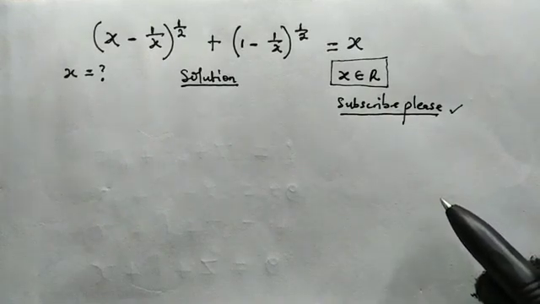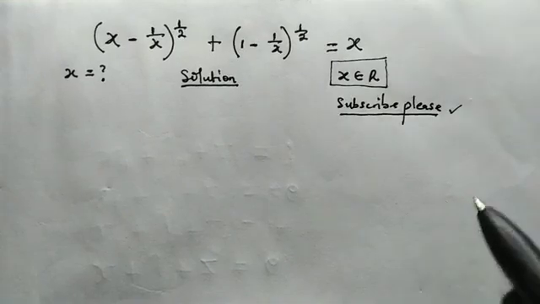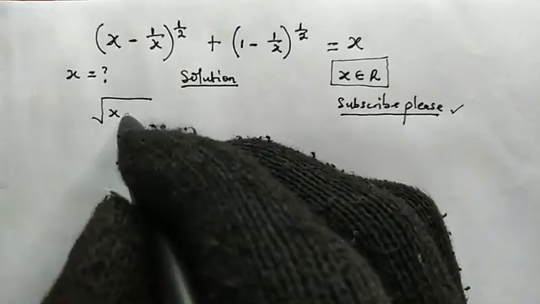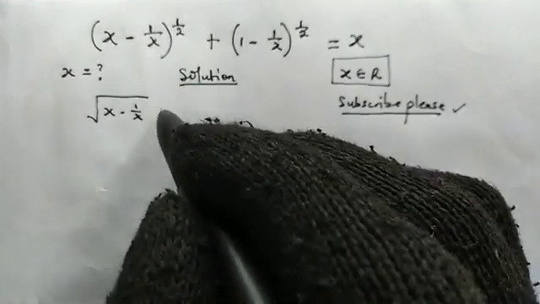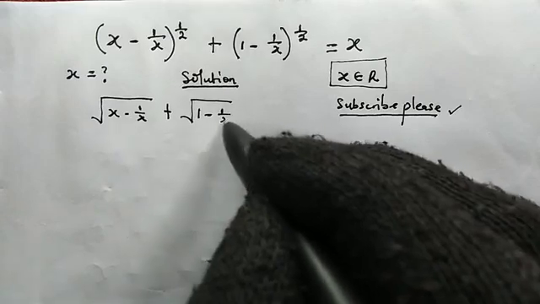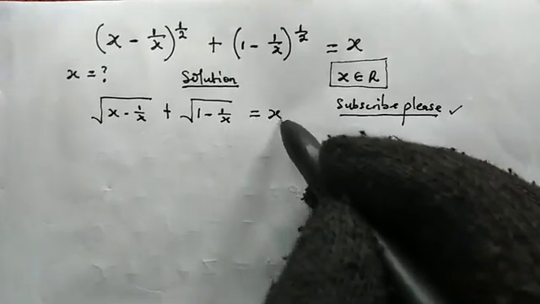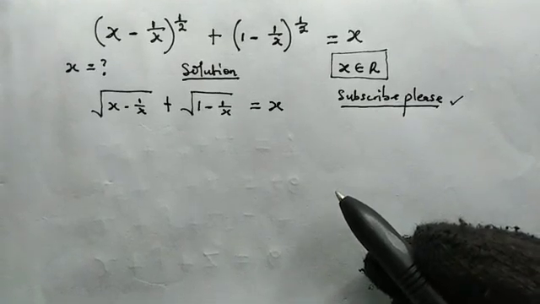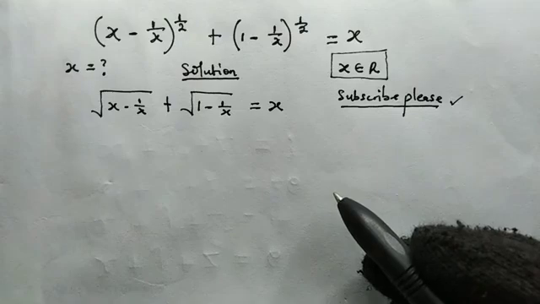Okay, now this equation, we are going to write it as the square root of x minus 1 over x, right? Plus the square root of 1 minus 1 over x, and this is equal to x, right? So we're going to make substitutions here. These substitutions are going to be very nice.